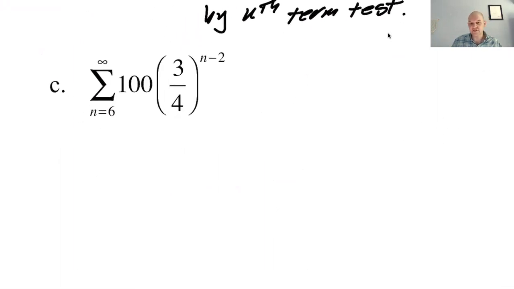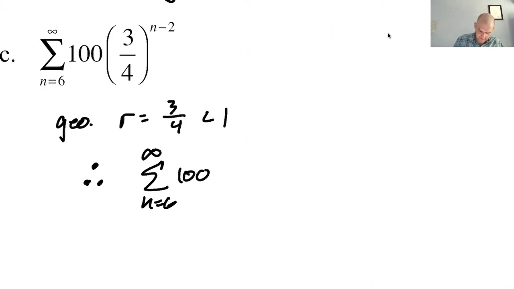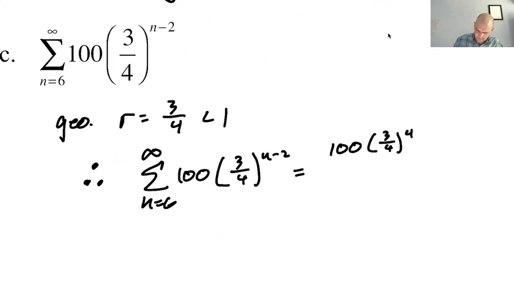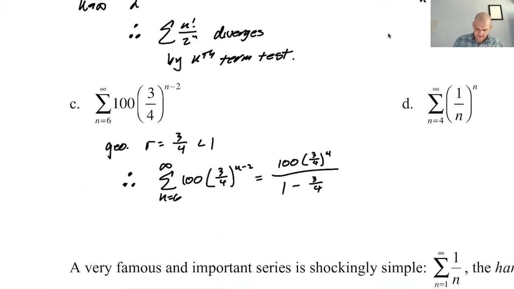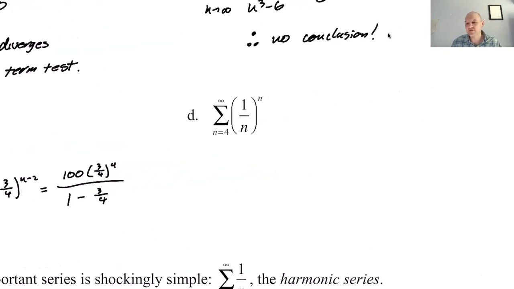This one is definitely geometric. So I'm going to say this, it's geometric. r is 3/4, which is less than 1. Therefore, we can actually find the sum. So what are we doing here? All right, let's write the thing. Plug in 6 and you get 100 times 3/4 to the 4th over 1 minus the ratio, 3/4. I'm not going to simplify that, but it does simplify, and it does have a finite sum. So that one's geometric, just recognize it.